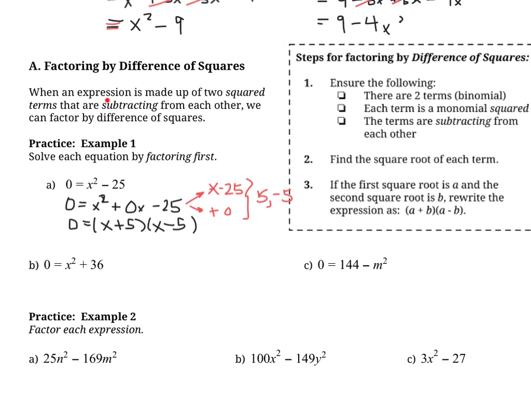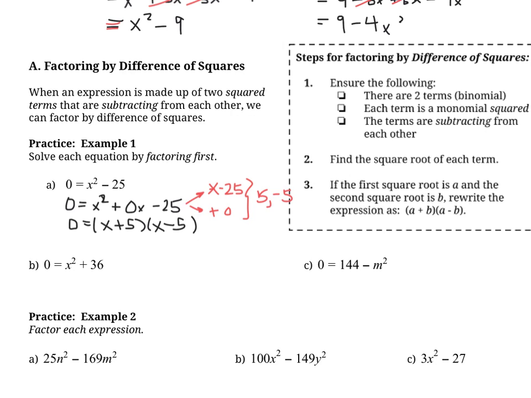So when an expression is made up of two squared terms that are subtracting from each other, because there's only two squared terms, the middle term is missing, and the middle term is missing because it was expanded from something that looked like that. So if there's two square terms that are subtracted from one another, we can factor by difference of squares.